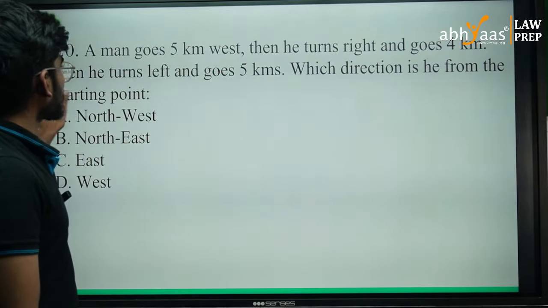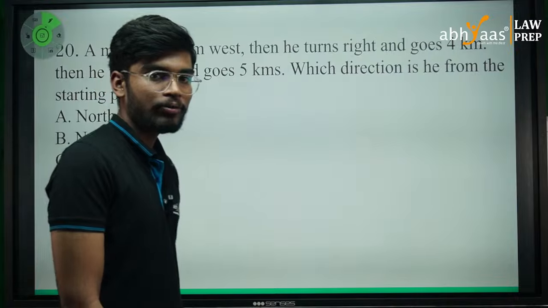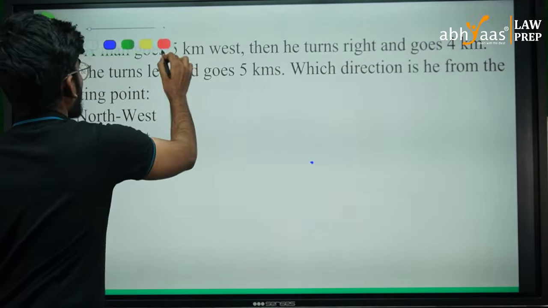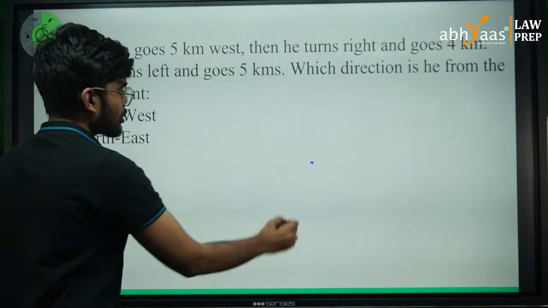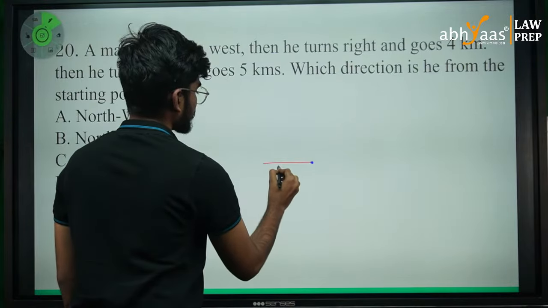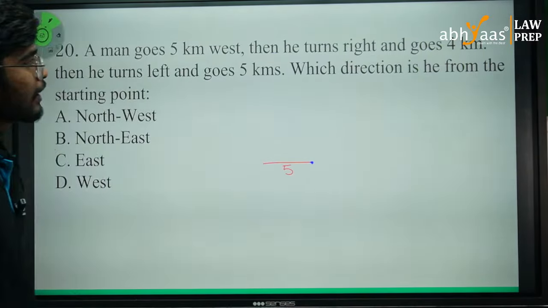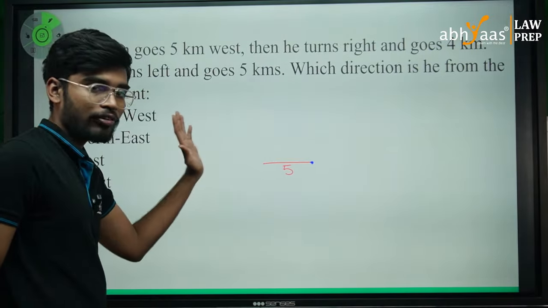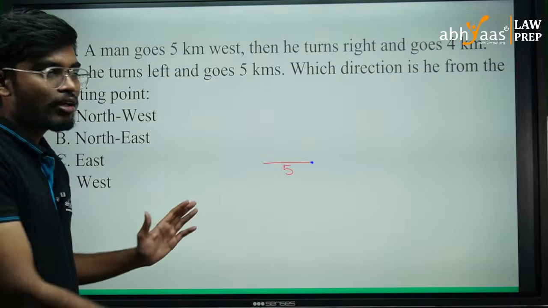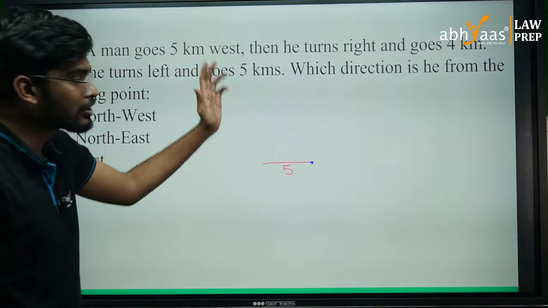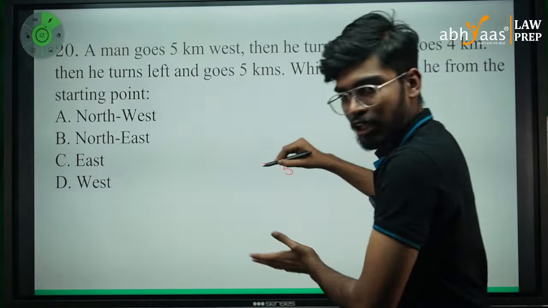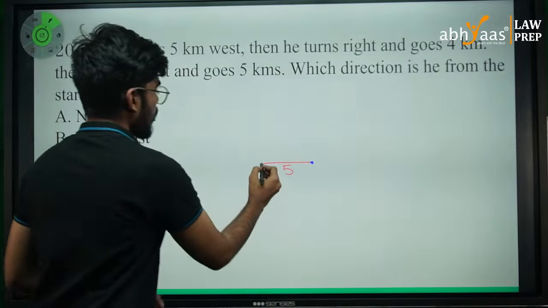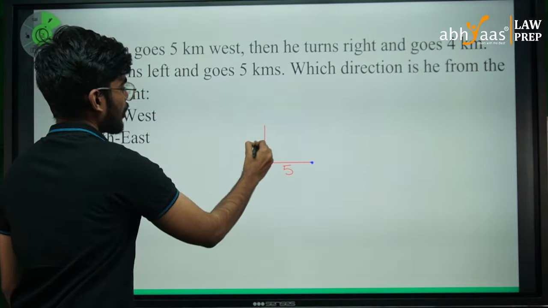Moving to question number 20. A man goes 5 kilometers west. Say, for example, I'm starting at this point. This is my starting point. He is traveling 5 kilometers west, from the starting point, he'll be going towards west. Then he turns right and goes 4 kilometers. Just a couple of minutes ago, I told you, while traveling west, turning right means it is upwards or towards north. Like this, you are traveling, your right will be upwards, your left will be downwards. So, taking a right turn and traveling 4 kilometers.